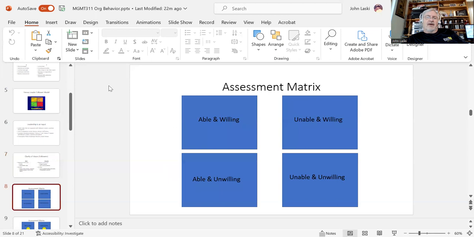One of the things we'll look at during the course of the semester is the assessment matrix that, in a sense, emanates from Paul Hersey and the Hersey-Blanchard situational leadership model. And we categorize individuals into one of four boxes: able and willing, able and unwilling, unable but willing, and unable and unwilling. What does that mean? Well, able. So we've hired someone that is qualified, professionally, academically qualified to do whatever it is we need to have done.